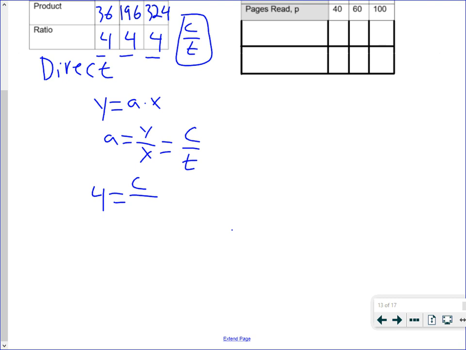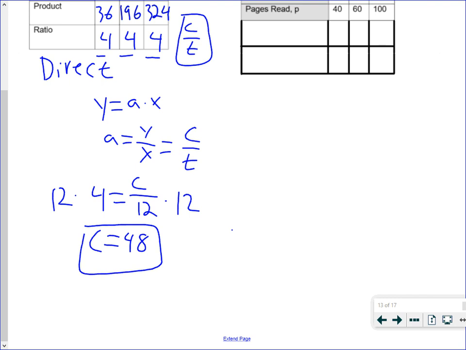And we want to know what C is when T is 12. Okay? That's what the problem asks us for. What C is when T equals 12. So we have it all set up, and all we're going to do now is multiply by 12 on both sides. And we get that C equals 48. Or in other words, to buy 12 tickets, it costs $48.